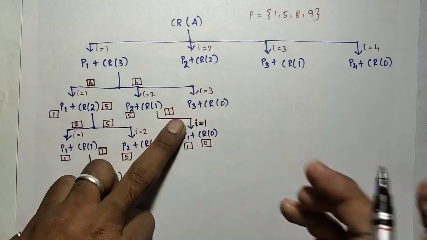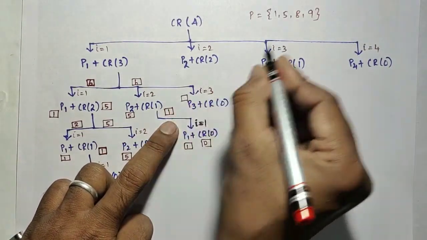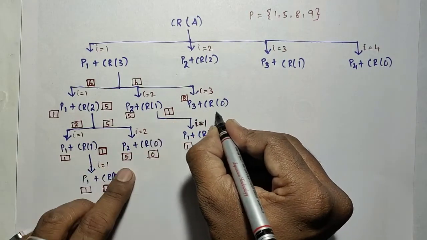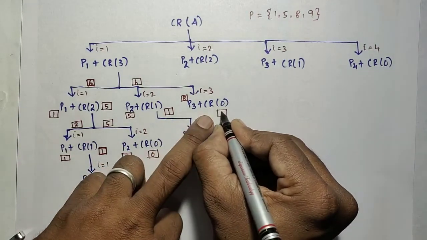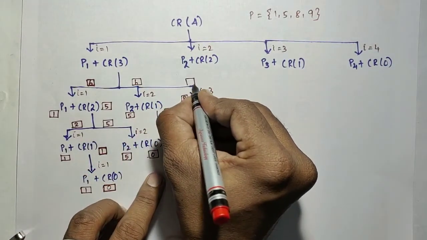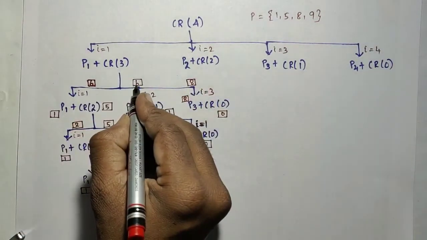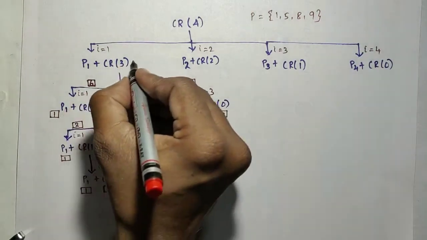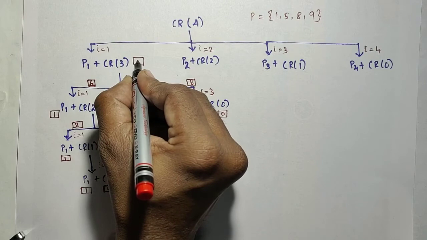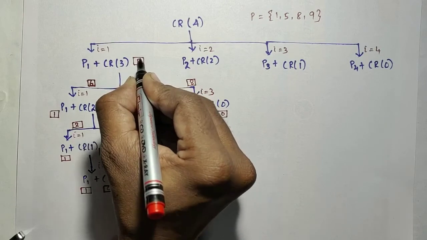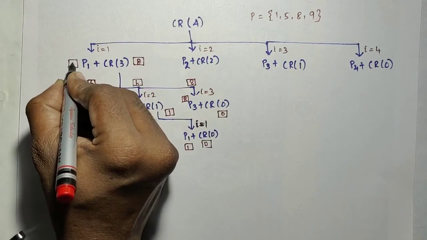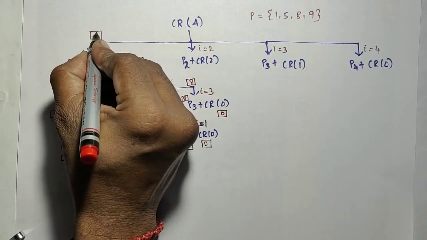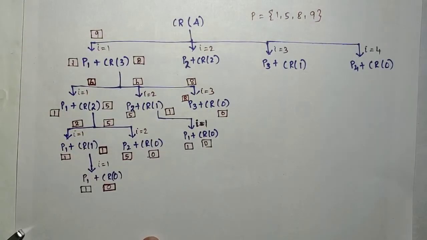One more is P3. The P3 value is 8, and CR of 0 will return 0. 0 plus 8 is 8. So among these three, 6 and then 8, it will return 8 as the maximum. So CR of 3 is determined as 8. And P1 is 1, so 1 plus 8 is 9. So here the solution is 9 for this one. It is over.